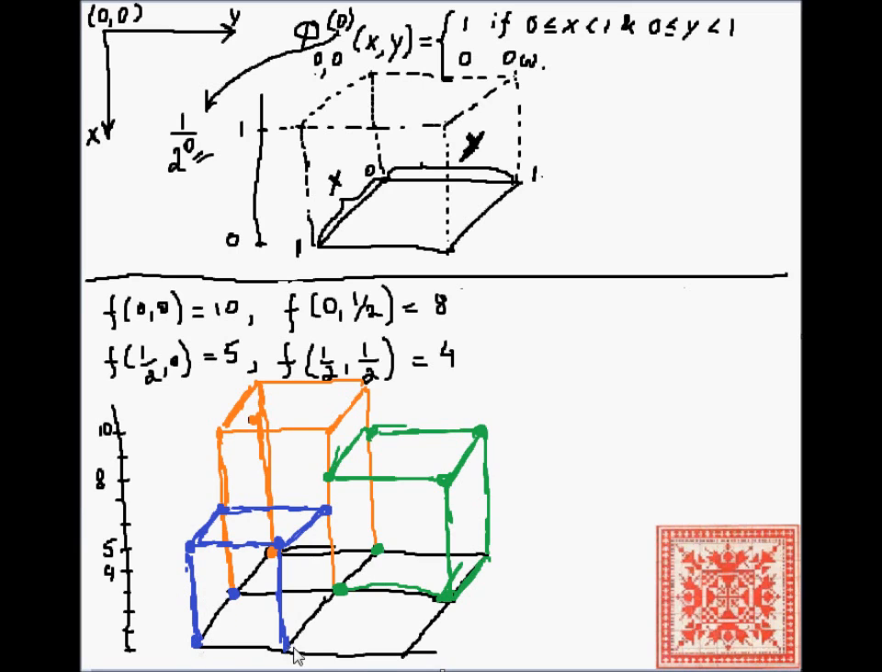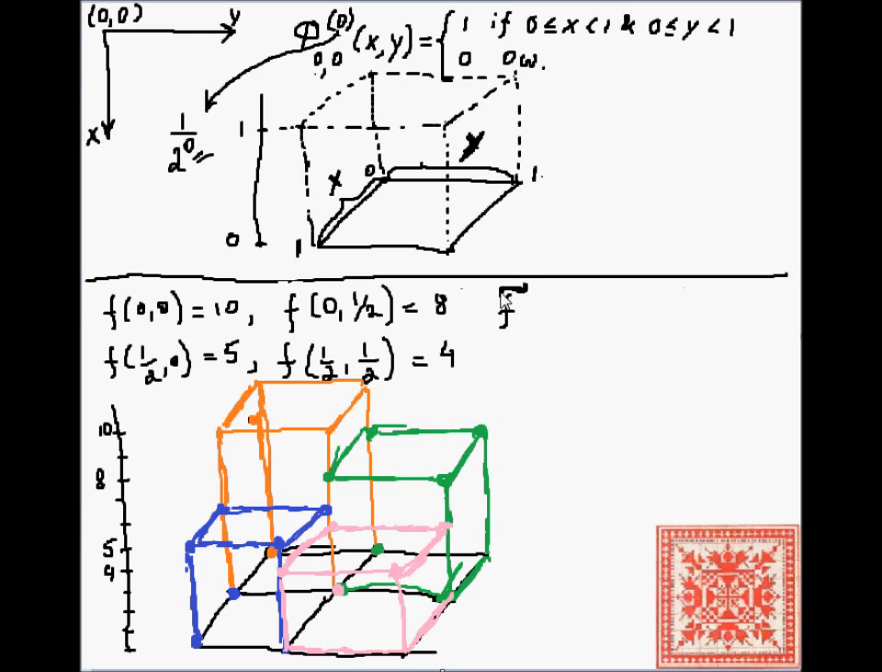And at 1/2 and 1/2, f is going to have the height of 4. Well, rather the approximation, right? We're approximating with cubes. Okay, so that's what it looks like. Our approximation, and this is the pink cube.